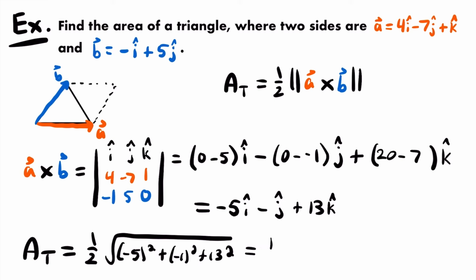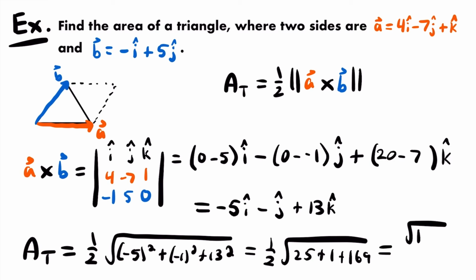And that will simplify to 1/2 times the square root of 25 plus 1 plus 169, right? -5 squared is 25, -1 squared is 1, and 13 squared is 169. 169 plus 1 is 170, plus 25 is 195, and the square root of 195 does not simplify any further, so what we're left with is the square root of 195 divided by 2. And that is the area of this triangle where 2 sides are vector A and vector B.